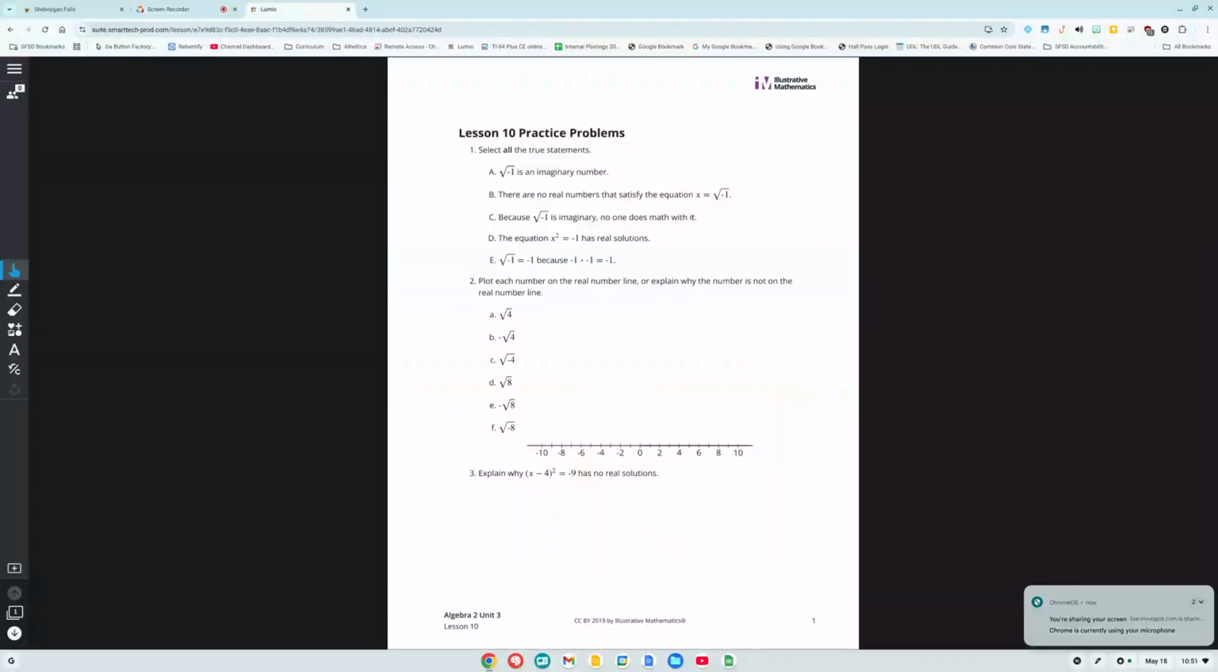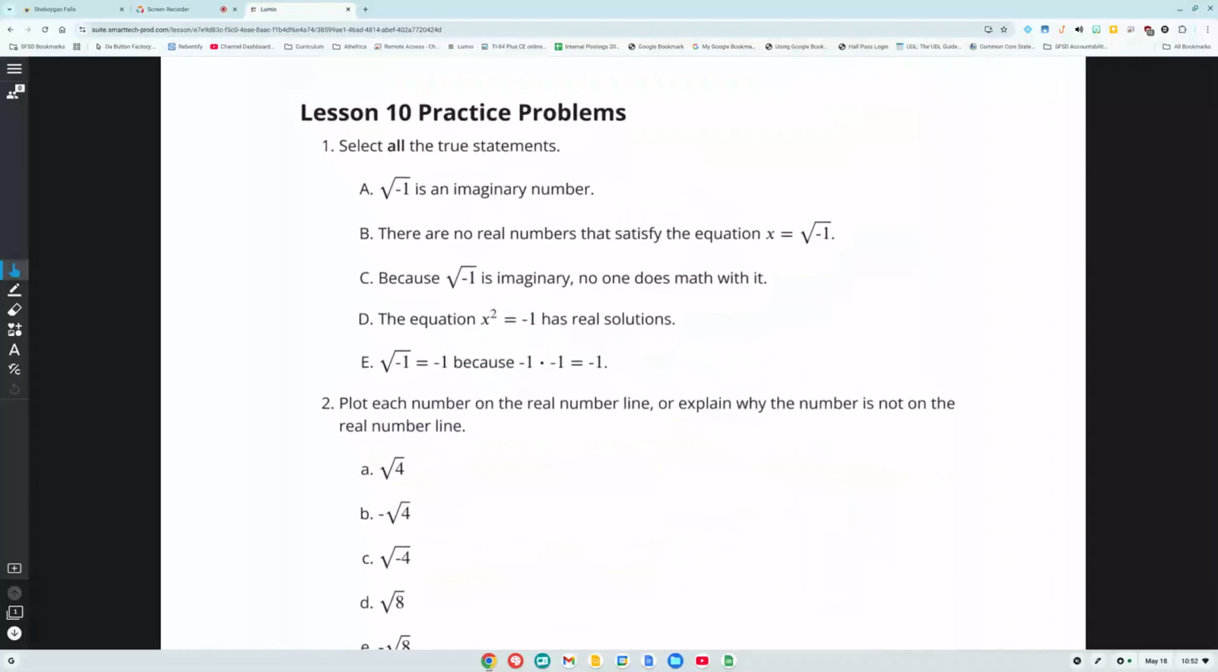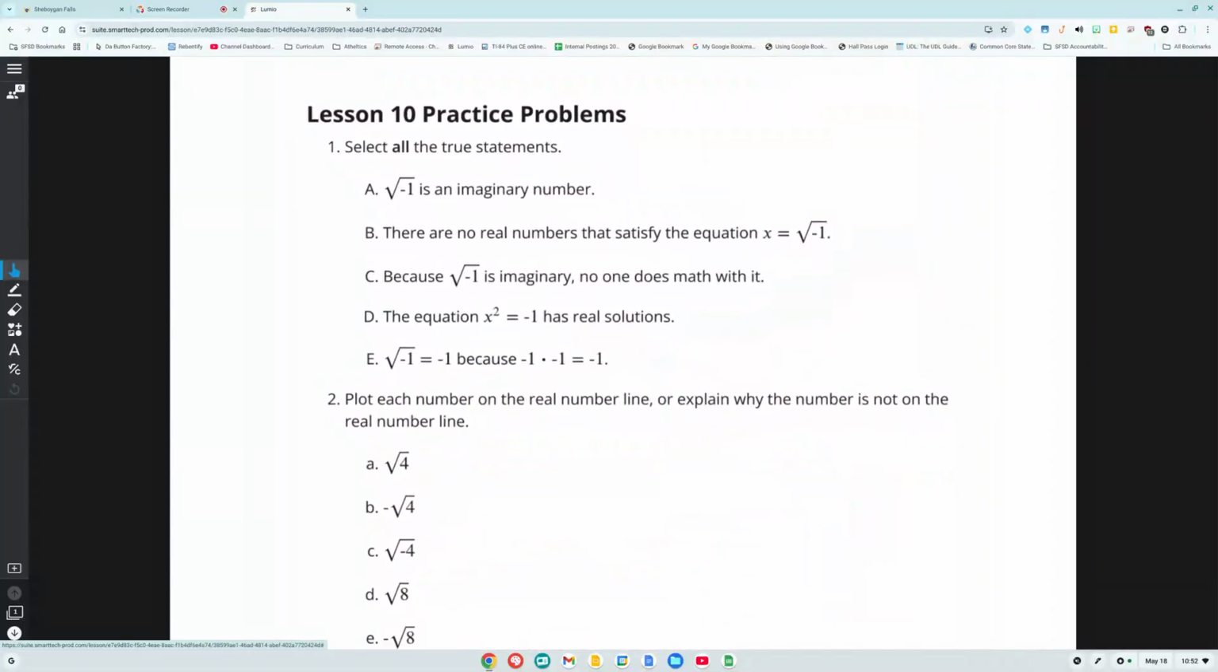Our homework assignment from lesson 10 in our third unit, dealing with the first time we're seeing imaginary numbers. First question says, select all the true statements. A says the square root of -1 is an imaginary number. This is definitely true. That was kind of the whole idea of this lesson, is we're seeing that we can't take the square root of -1 and we're calling this an imaginary number.